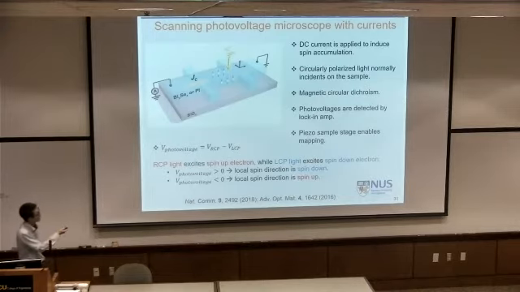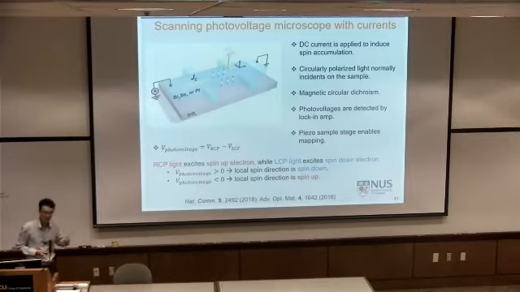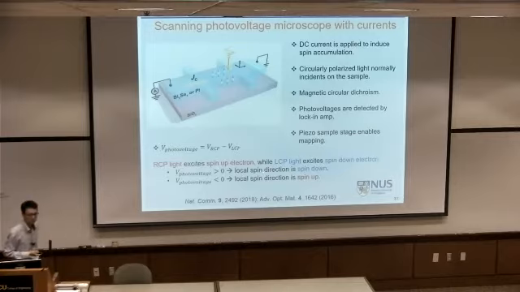And we can define the photovoltage in the longitudinal direction. If the material is not spin polarized, basically the right hand and left hand polarized light will be absorbed in equal amounts, so this photovoltage will be 0. But if there is any preferred spin polarization, the absorption will be spin dependent or polarization dependent. Then we will have either a positive or negative voltage. So depending on the voltage sign, we can determine the local spin accumulation direction. So this is the principle.